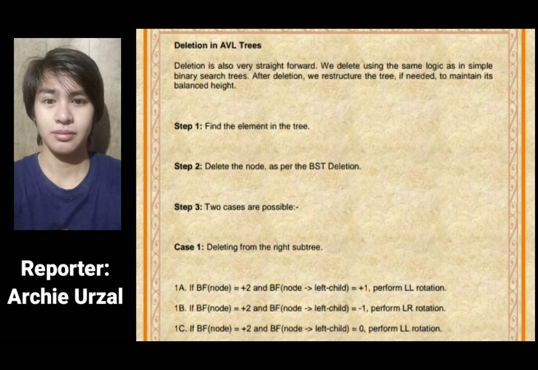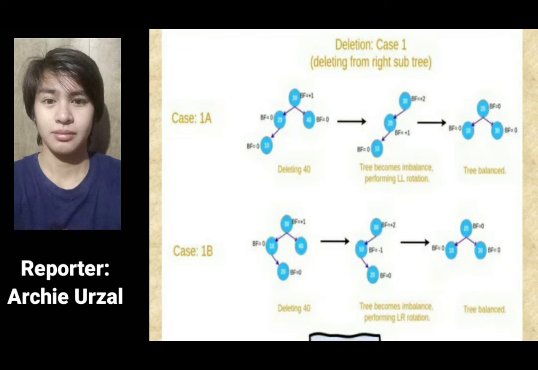So let's talk about example 3 for the given cases above. In case 1, the tree is imbalanced as the balance factor of 30 equals 2. So the tree is imbalanced. You can perform a right rotation at node 20, so that the tree becomes balanced.